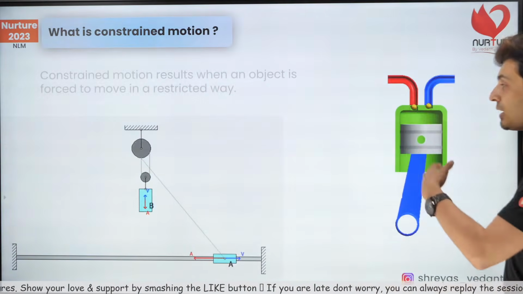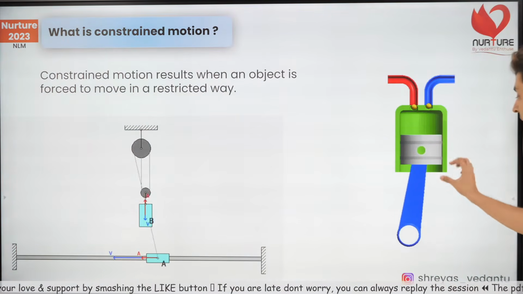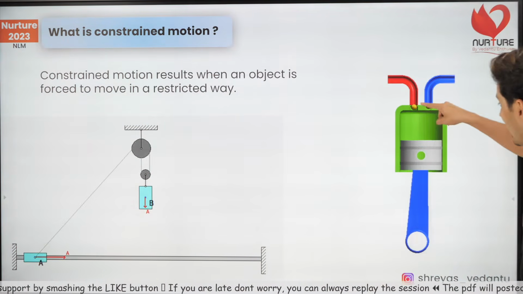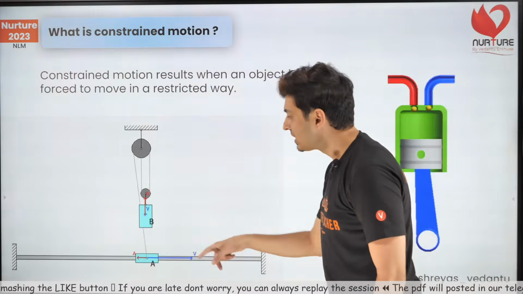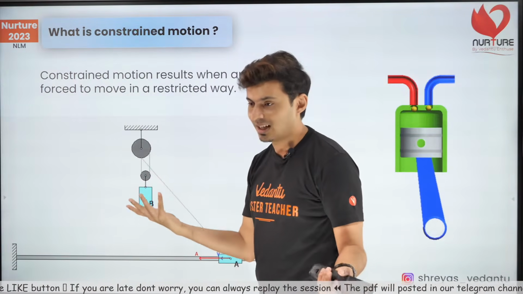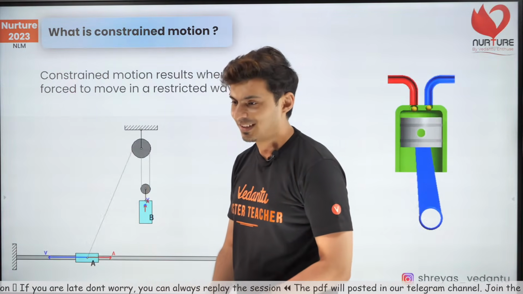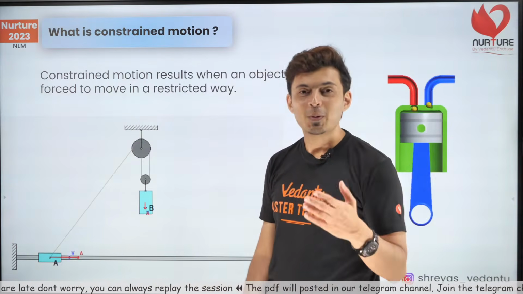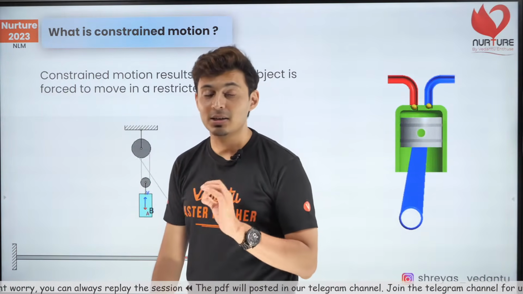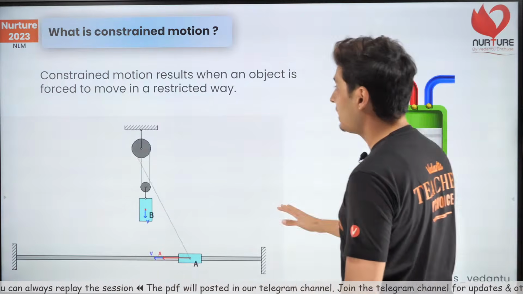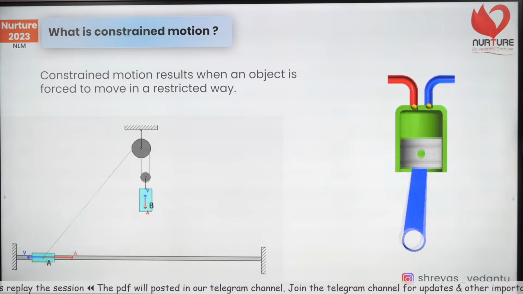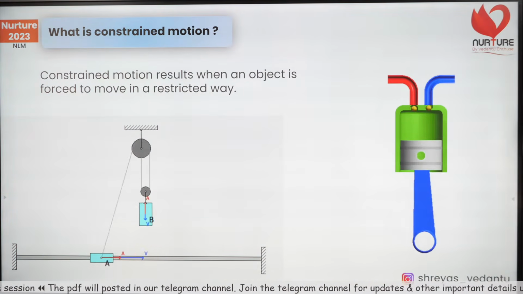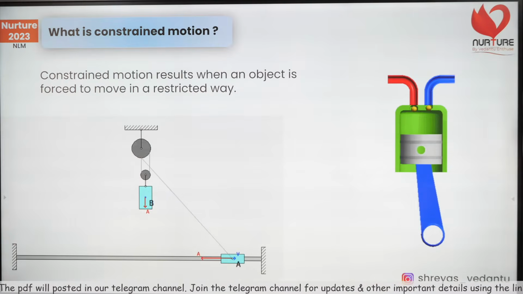So you can see the motions are restricted, constrained in a way. If this rotates, this has to go up and down. If this moves, that has to go up or down. That's what it is. Alright? Yes, so this is what you should understand. Constrained motion is nothing but motion which is restricted in some or the other way. Okay, look at this simulation, look at this definition.